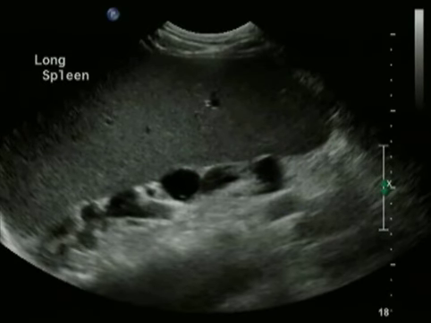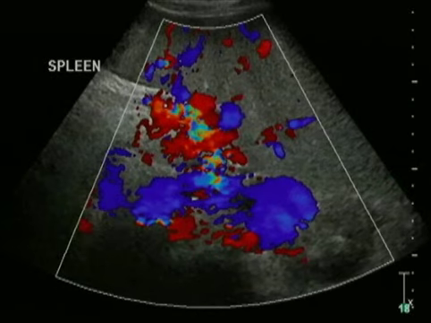Often we see varices near the splenic hilum. On grayscale, the spleen here is shown to be enlarged, but there are a number of sonolucent structures near the hilum which, on color Doppler imaging, light up, and these are varices in a patient with portal venous hypertension.